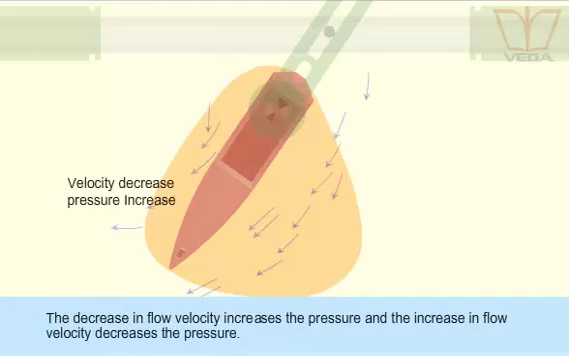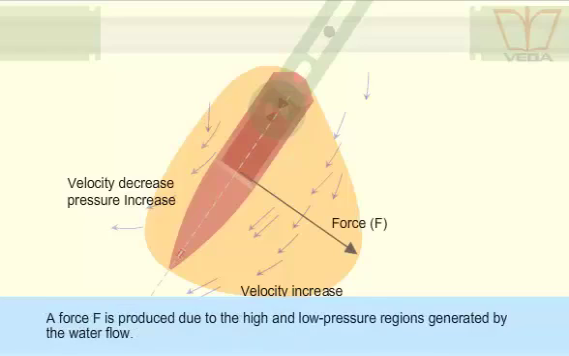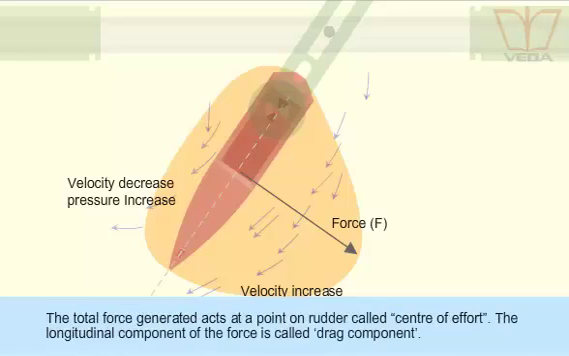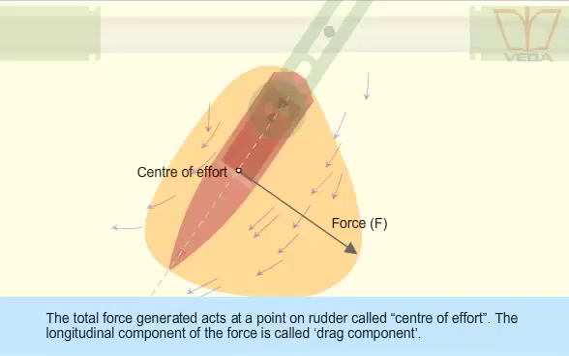The decrease in flow velocity increases the pressure, and the increase in flow velocity decreases the pressure. A force F is produced due to the high and low pressure regions generated by the water flow. The total force generated acts at a point on rudder called center of effort.